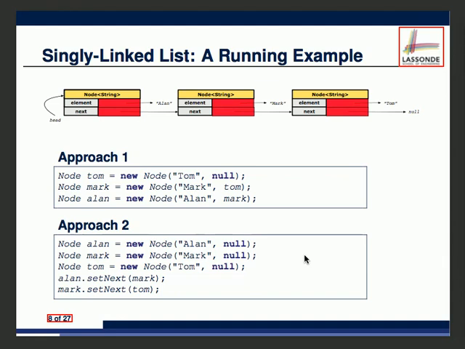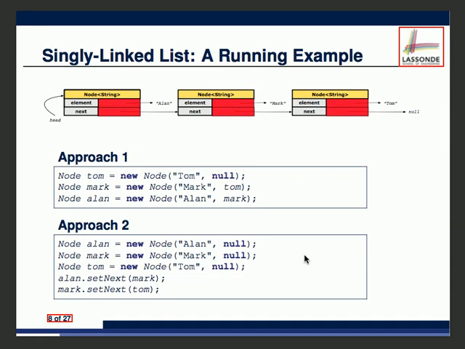Let's try to do approach 2. What does line number 1 do? When we say Alan is going to be a new node, this one is interesting. We are creating not Tom first, we're creating Alan first. So what we have is a node over here with elements and next. In this case, Alan is going to be the elements, and the next is simply going to be null. That's what line number 1 will do.